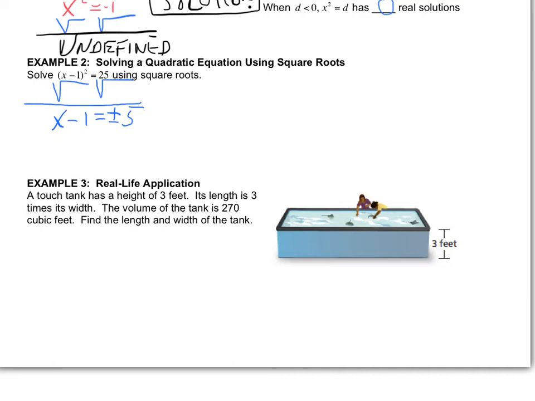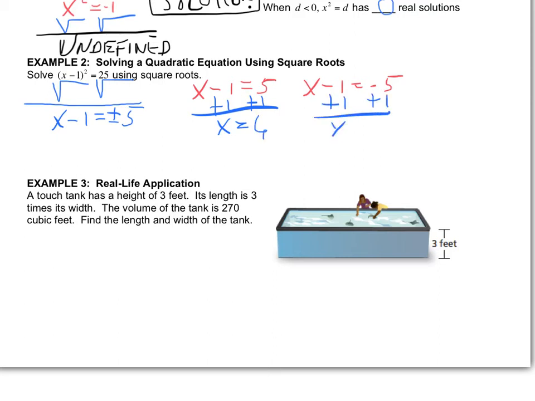Here's where we have to remember to split off and solve for our two different answers, or roots. I'm going to do x minus 1 equals 5, and I'm also going to do x minus 1 equals -5. Then, to solve the rest, I would add 1 to both sides to get x equals 6. I would add 1 to both sides over here to get x equals -4. So my solutions to this equation are both -4 and 6.